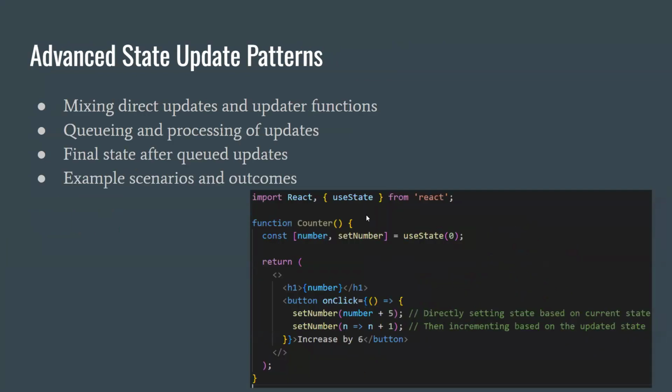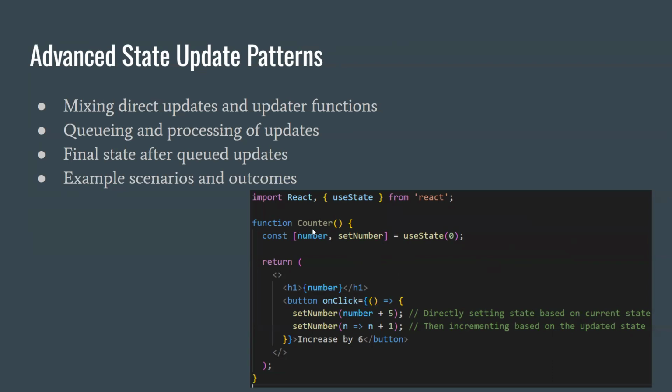Advanced state update patterns. When we mix direct state updates with updater functions, React queues these updates and processes them in order. This can lead to unexpected results if not properly understood. So it is important to understand how React's batching and update mechanism work together to determine the final state after a series of updates. So let's look at this example.